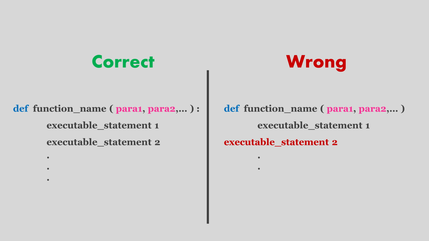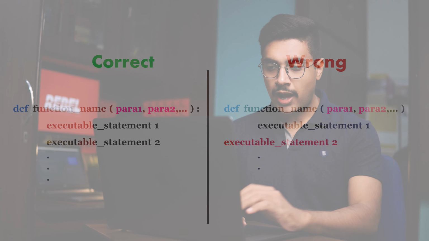Right in front of you are two wireframe examples. One is showing you the correct way of defining a function, whereas the other is showing the wrong way of defining a function. I think that's enough of the syntax. Now let me explain the project that we are going to do today.